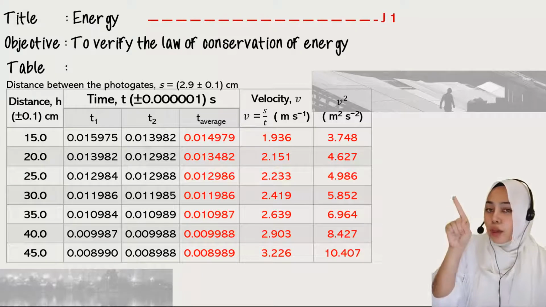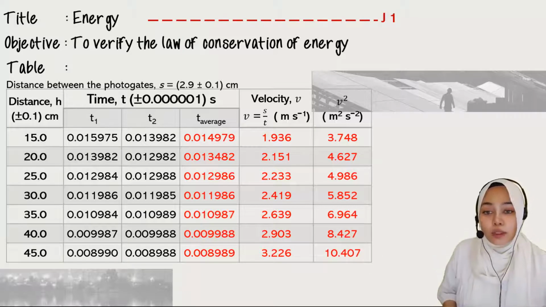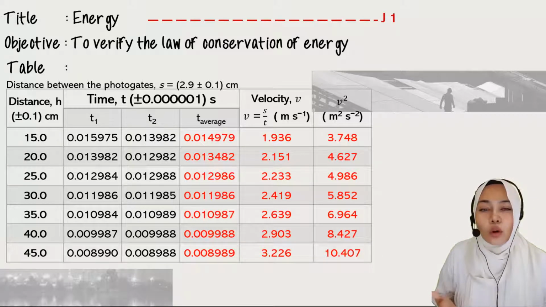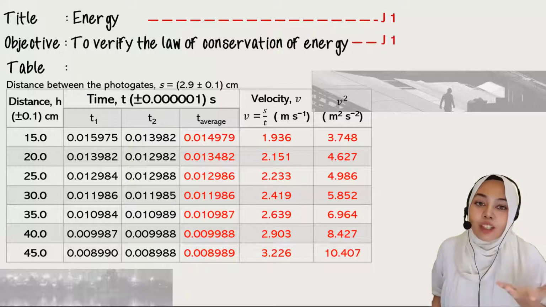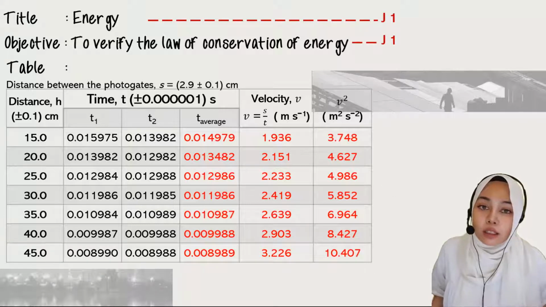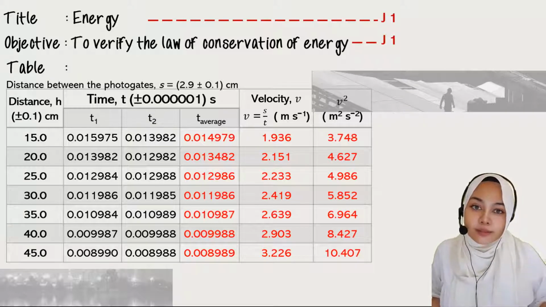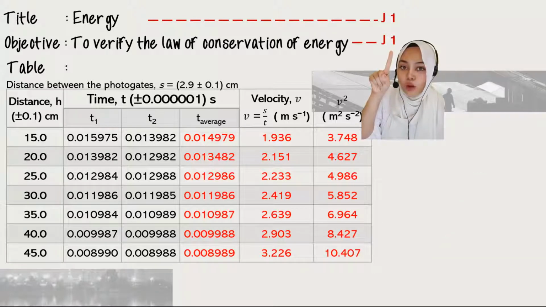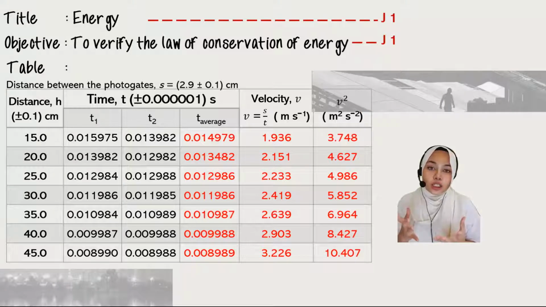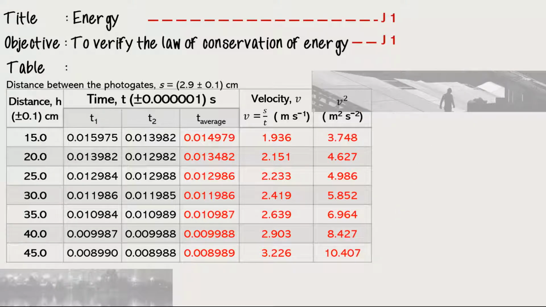The next item is the objective of this experiment, that is to verify the law of conservation of energy. Remember, we're going to go back to this objective once we're writing down the conclusion of this experiment. You write down the objective, 1 mark, J1. Now let's go to the data tabulation or the observation.